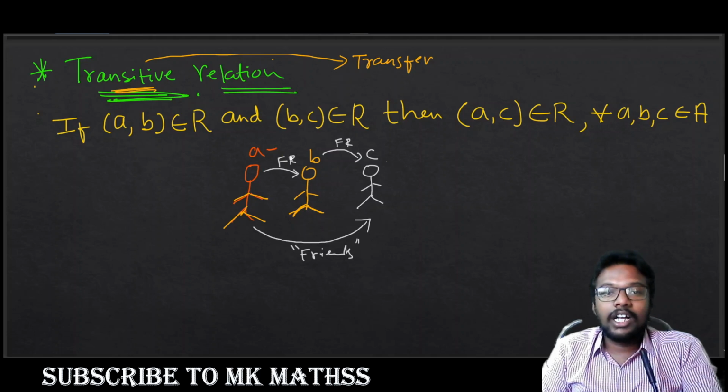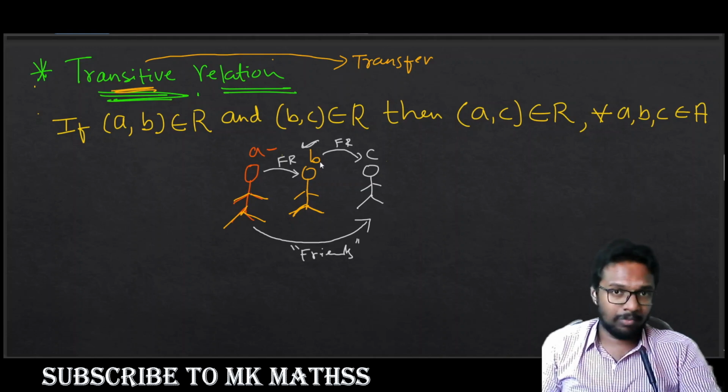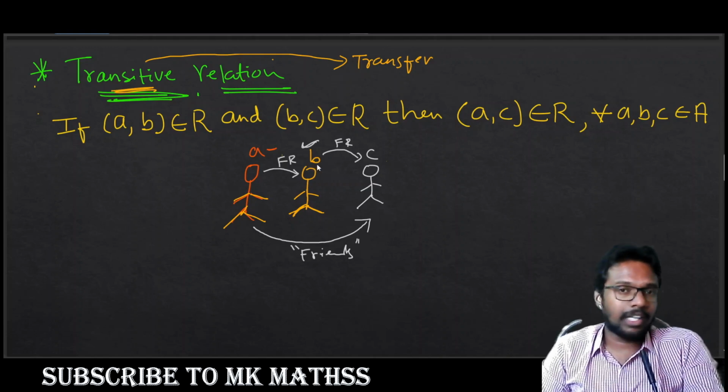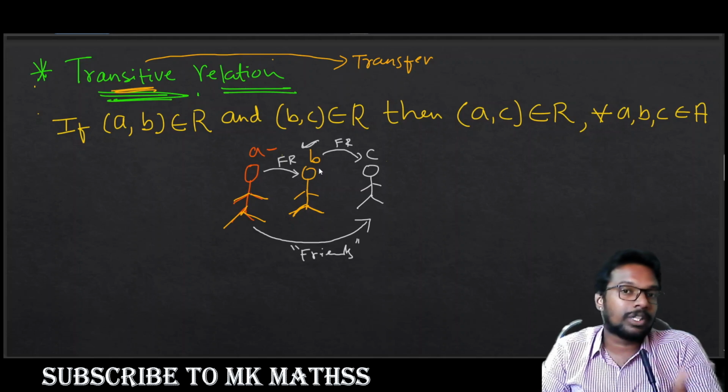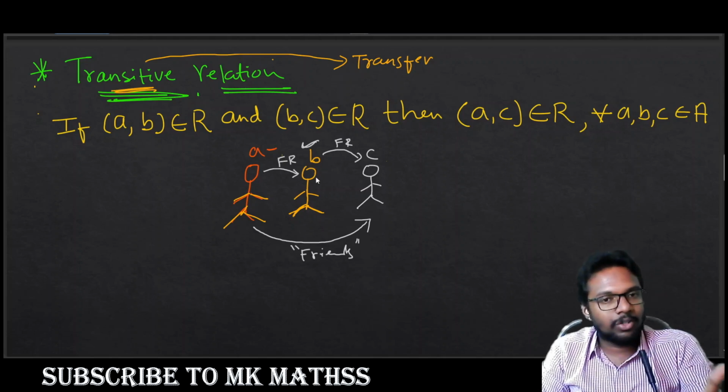If A and C become friends, then we call them mutual friends, because with the help of B, these two become friends. So now A and C are mutual friends. In the same way, the friendship is transferred from one person to another person. A is a friend to B and B is a friend to C. Now A is a friend to C. Now the friendship relation is transferred from A to C. So this is the definition.